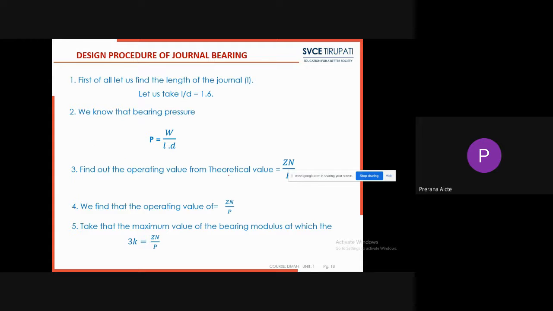Next, the design procedure of a journal bearing for the GATE examination. We don't need all the formulas. We have to practice only three relations. First one is how to find the coefficient of friction, which I will explain. Second is how to calculate the bearing number. Third is how to find the heat generation or heat dissipation. Now I will explain that.